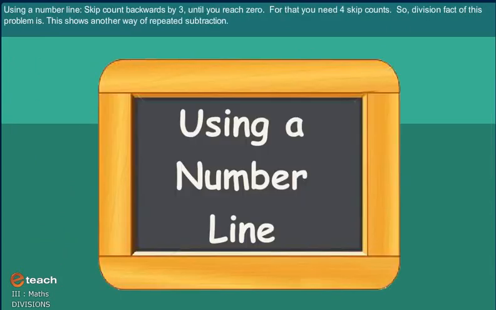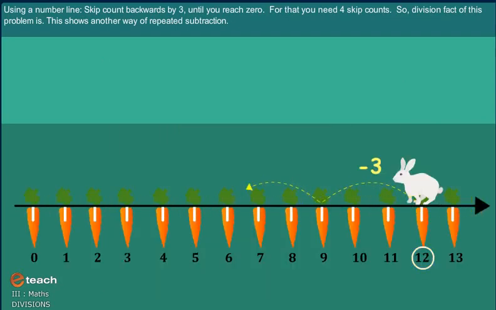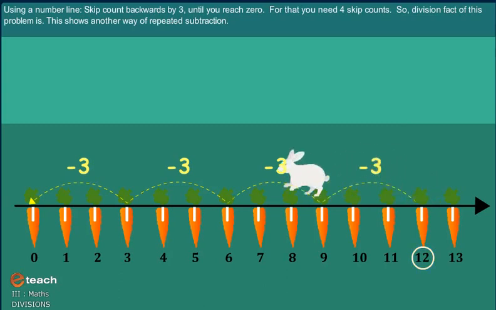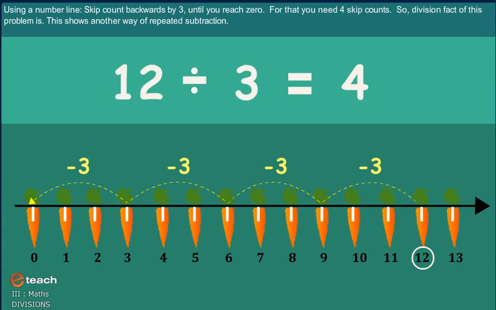Using a number line, skip count backwards by 3 until you reach 0. For that, you need 4 skip counts. So, the division fact of this problem is this. This shows another way of repeated subtraction.